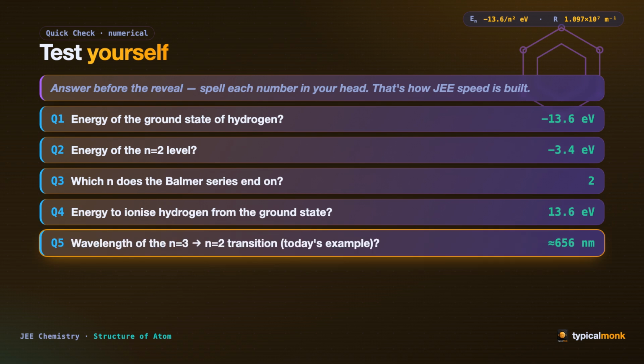And question 5. The thinker. What is the wavelength of the n equals 3 to n equals 2 transition we solved today? About 656 nanometers, the Balmer H alpha line. If you fired back all 5 before the reveal, you have truly understood today's class.